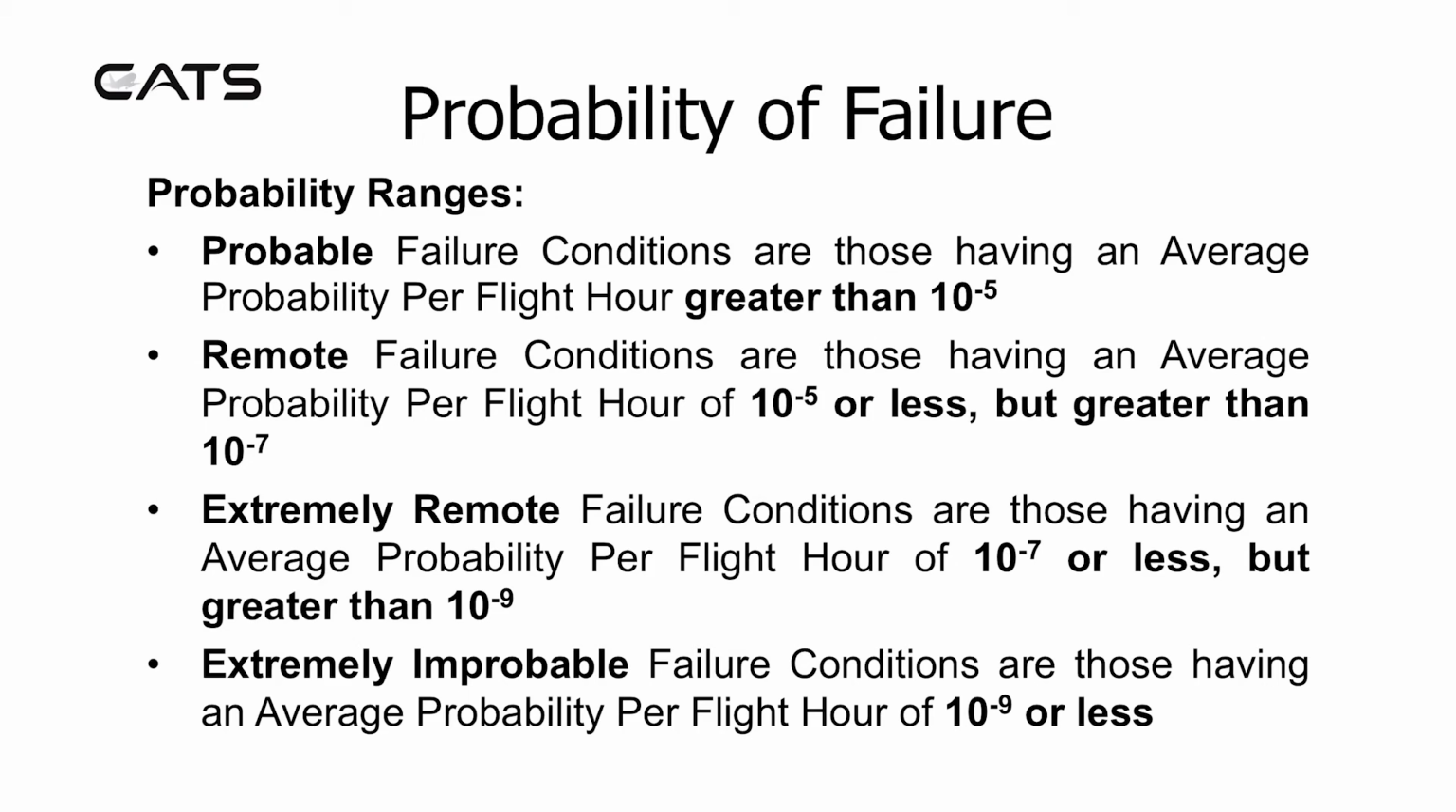Extremely remote are failure conditions having an average probability per flight hour of 10 to the minus 7 or less, but greater than 10 to the minus 9. And extremely improbable are failure conditions having an average probability per flight hour of 10 to the minus 9 or less.